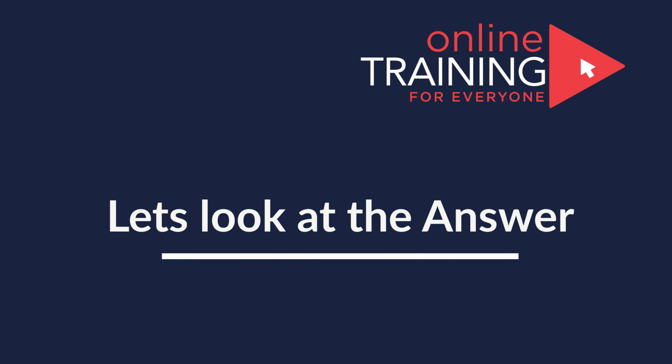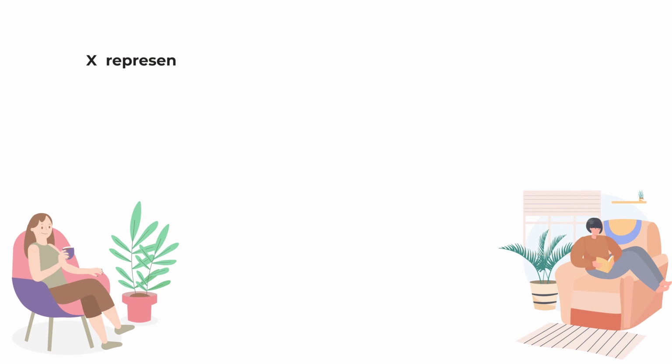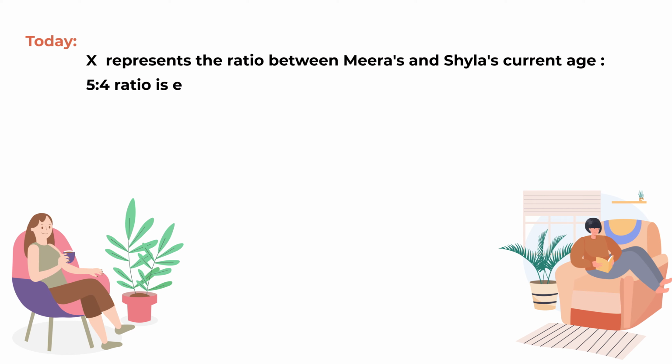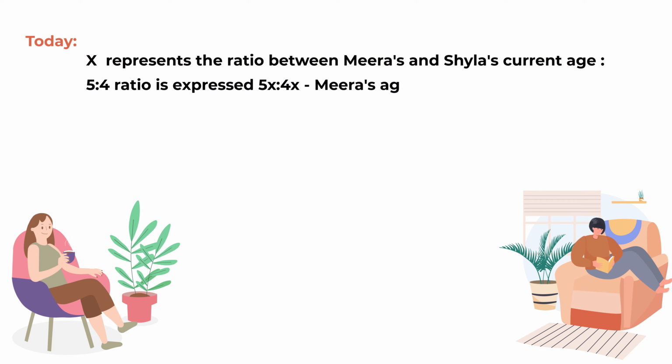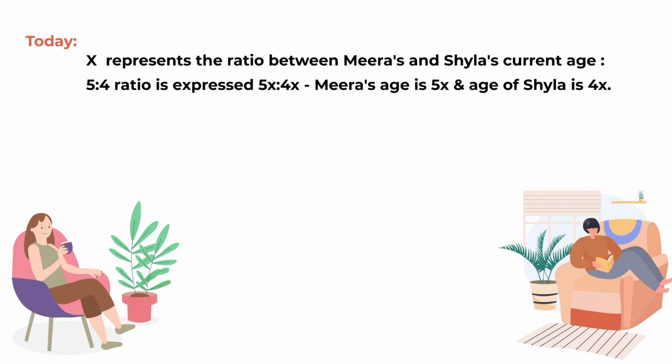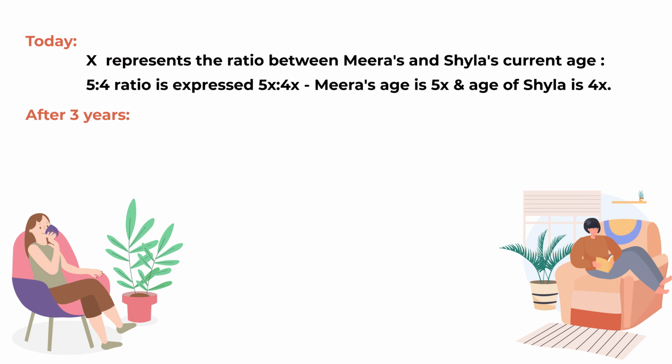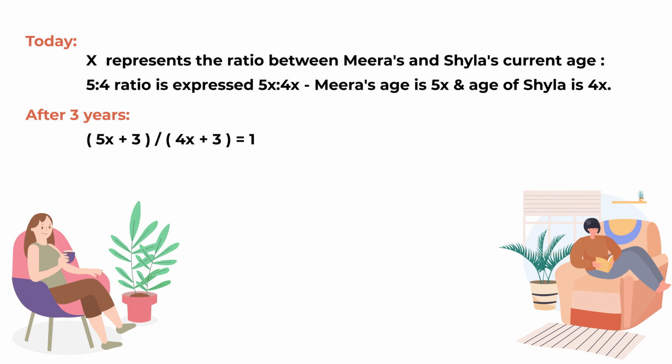To solve it, we need to define a variable x, which would be the ratio between Mira's and Shyla's current ages. If that's the case, then the current age of Mira will be 5x, and the current age of Shyla will be 4x, which means that we can build an equation and calculate their ratio of ages after 3 years. In this equation, we will have (5x + 3) divided by (4x + 3), which would be equal to 11/9.